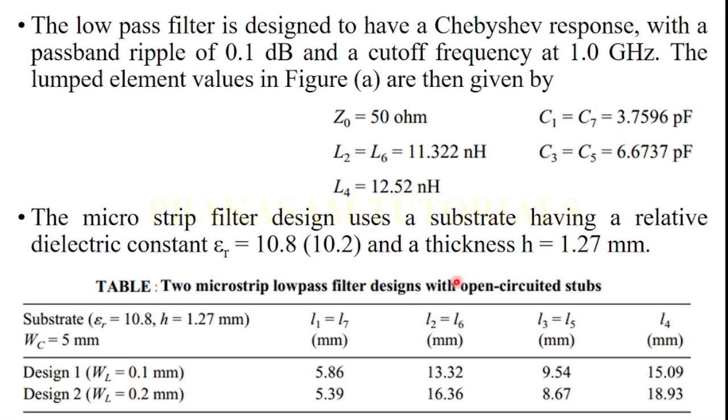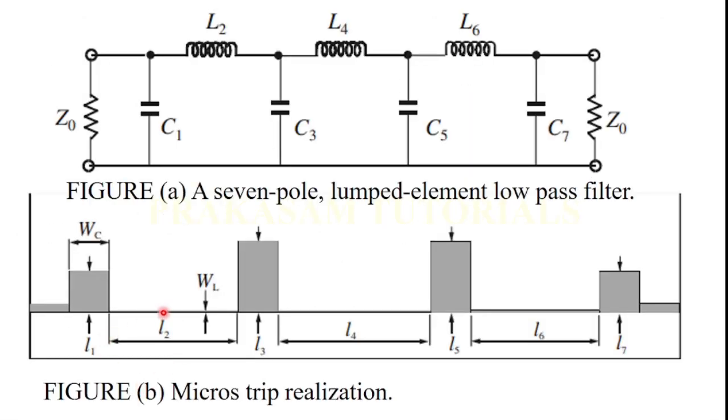Now here I am going to design the 7-pole lumped element low pass filter, a microstrip filter design. I am considering the substrate Rogers RT/Duroid 6010, with relative dielectric constant 10.2 and thickness H equal to 1.27 mm. The filter can be designed in two cases: in design 1 the microstrip line width is 0.1 mm, and in design 2 the microstrip line width is 0.2 mm.